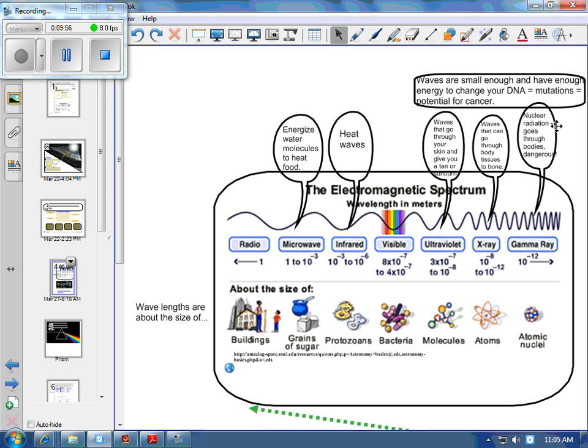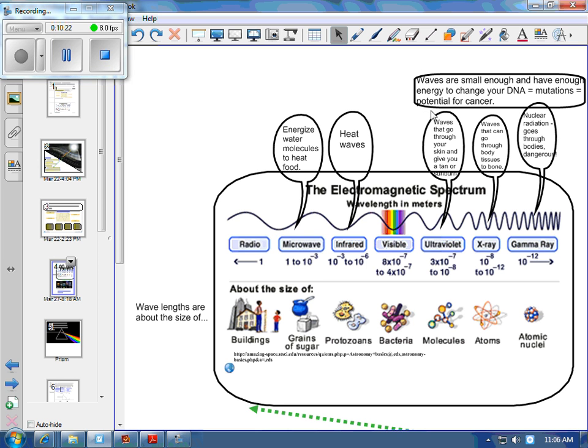Gamma rays are produced from nuclear reactions. It's nuclear radiation. And this type of ray is so tiny and so powerful, with such high energy, that it can go straight through our bodies. It's very, very dangerous because as it goes through our bodies, on the way through it can destroy our tissues, it can change our DNA.